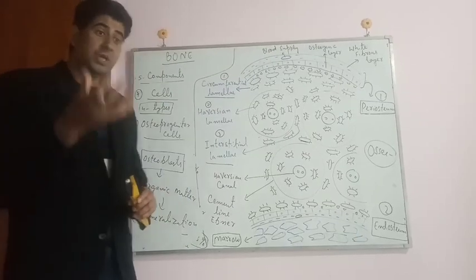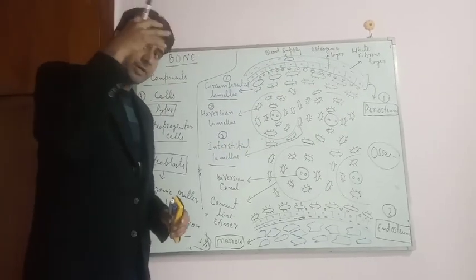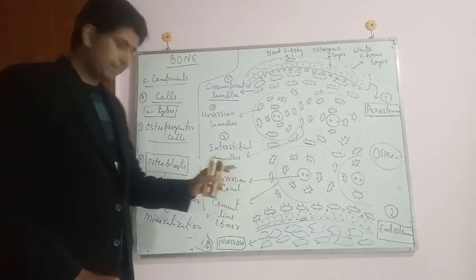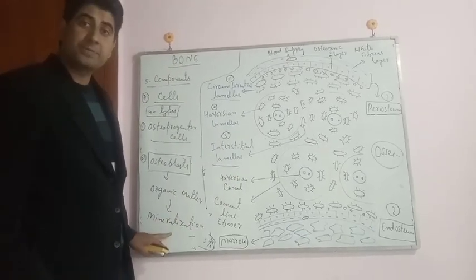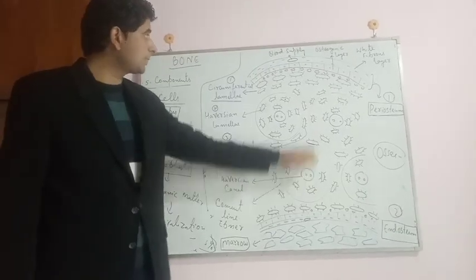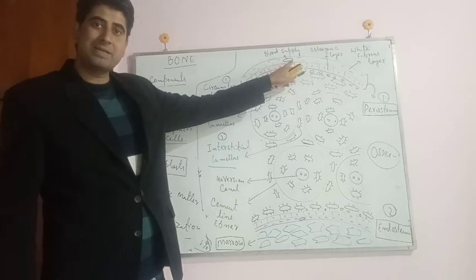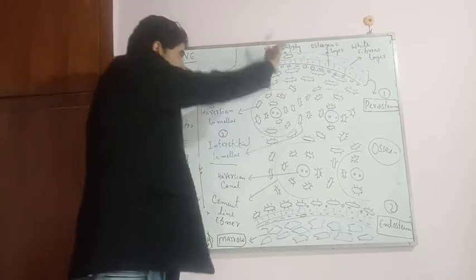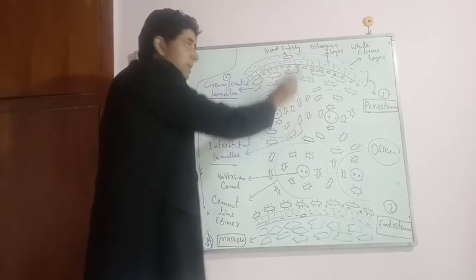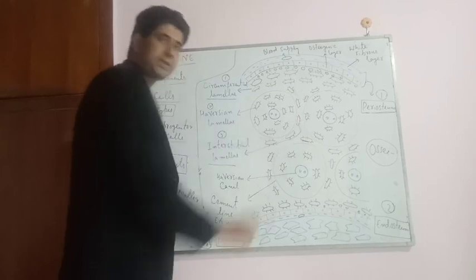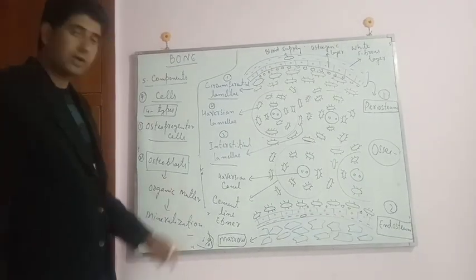That means they help us in the storage, in the binding of the minerals from the blood vessels, because blood vessels are present in the Haversian canals. They trap minerals, and these minerals are derived from the blood supply within the matrix along with the organic matter.